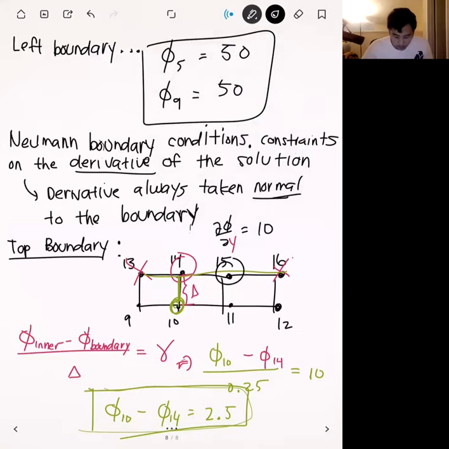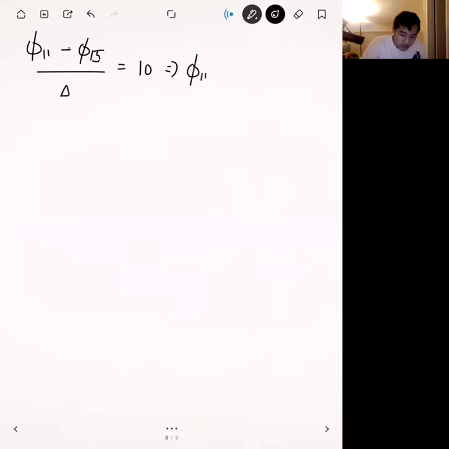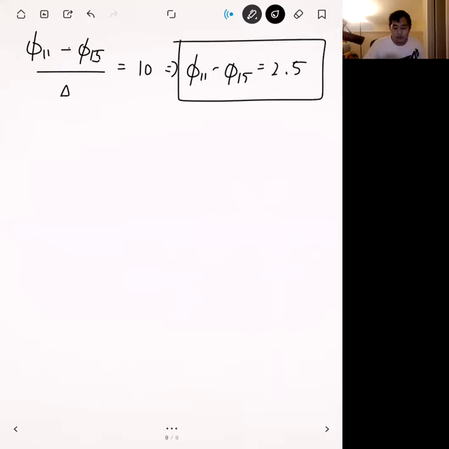Okay, and so for 15, the boundary node is obviously phi 15, and the inner node for this is going to be phi 11. And so let's go ahead and apply those. And so we have phi 11, which is the inner neighbor, minus phi 15, which is the boundary node, divided by delta is equal to 10. Okay. If we simplify this, what we get is phi 11 minus phi 15 is equal to 10 times delta, and so this is 2.5. Okay. And so that's for the top boundary.